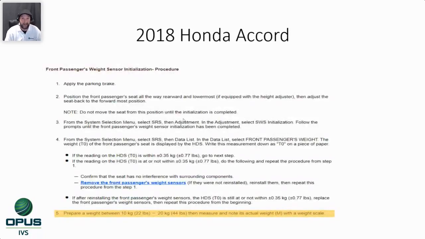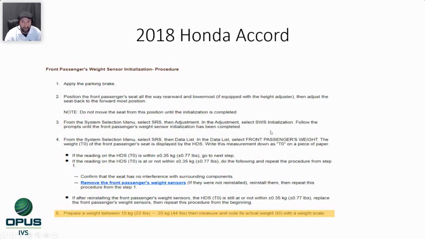Here's the front passenger's weight sensor initialization. But we knew this already. We've done this. We already knew what we had to do. But if you look down there at the very bottom of the screen, I just wanted to point out to you, prepare a weight between 22 and 44 pounds, and then measure and note its actual weight with the weight scale. We changed our minds. We had it before, right? We were at 65 pounds.